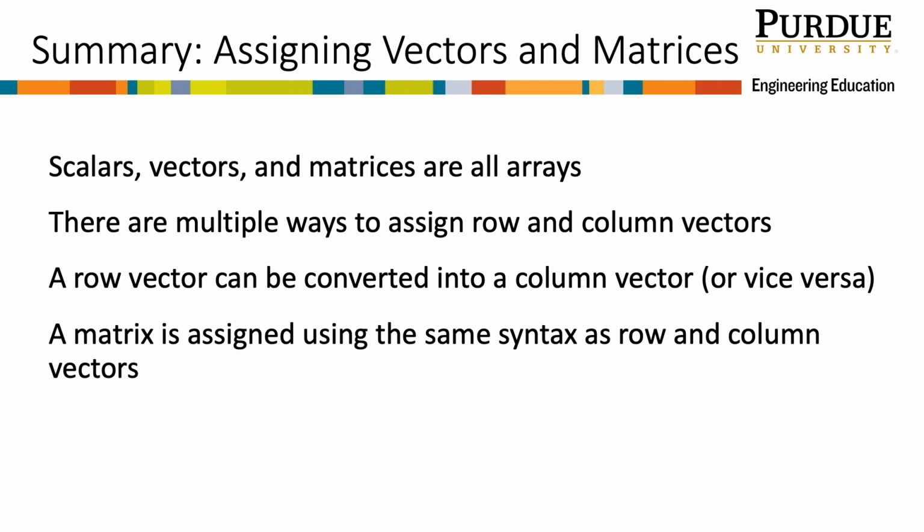We can summarize this module with 4 main points. Scalars, vectors, and matrices are all arrays. As we have seen, there are multiple ways to assign row and column vectors. A row vector can be converted to a column vector and vice versa. You can assign a matrix using the same syntax as row and column vectors.